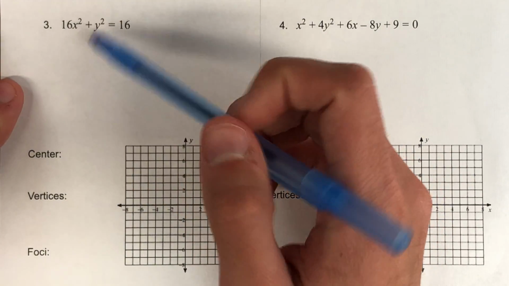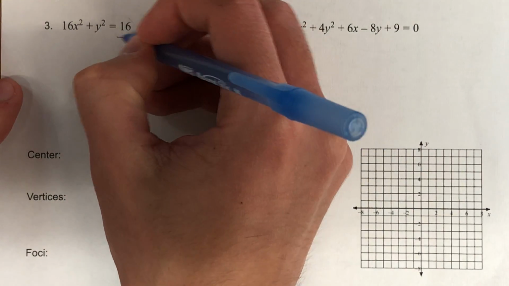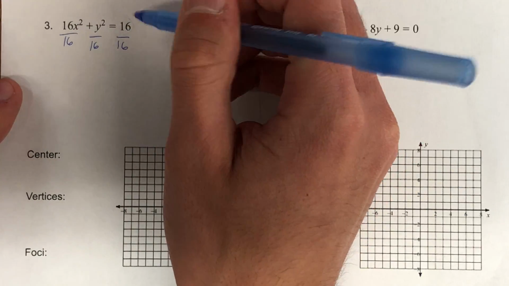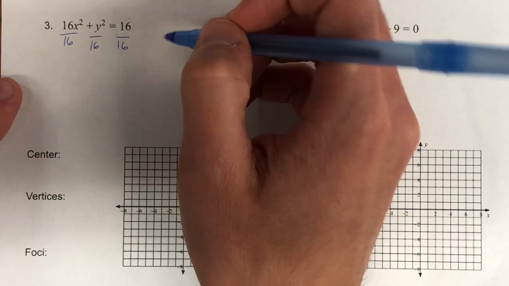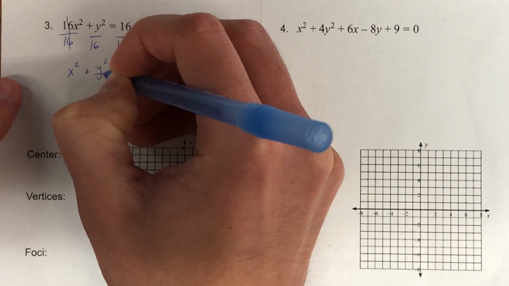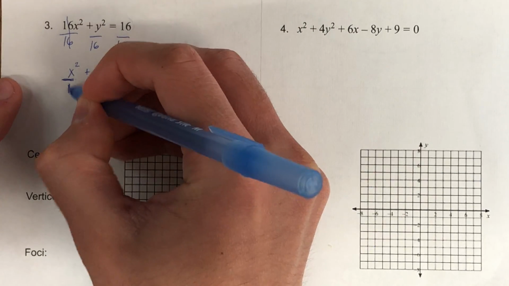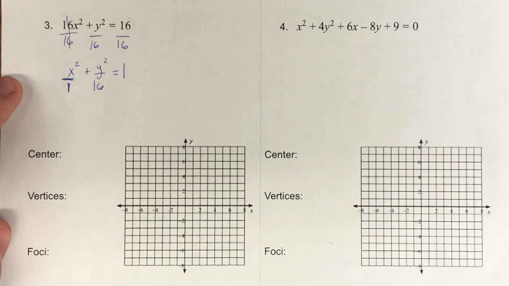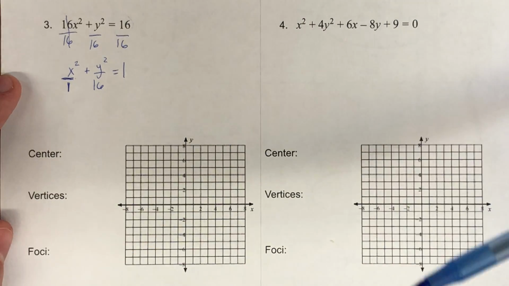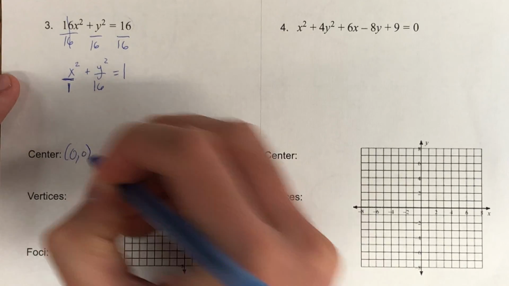One thing you want to notice is that it's not set equal to 1. So the first thing you want to do is divide everything by 16 so that it's set equal to 1. So that would cancel there. We just have x squared plus y squared over 16 equals 1. And you could write this as x squared over 1 so that it's in our kind of proper form. And then I'll have you go ahead and find the center, vertices, and foci. So you can pause it and try that. Okay, we're back. Our center would be at 0, 0.